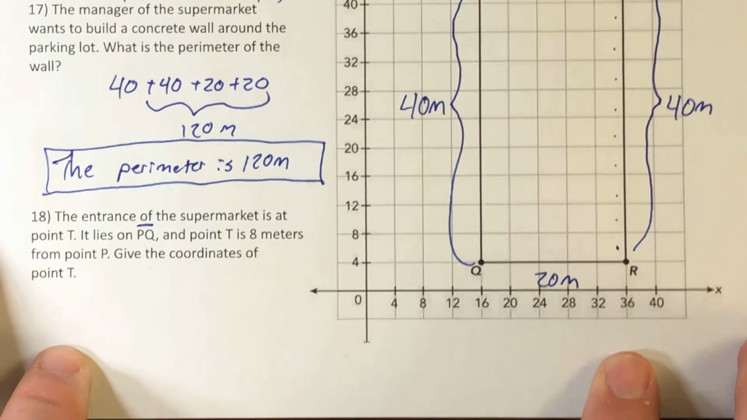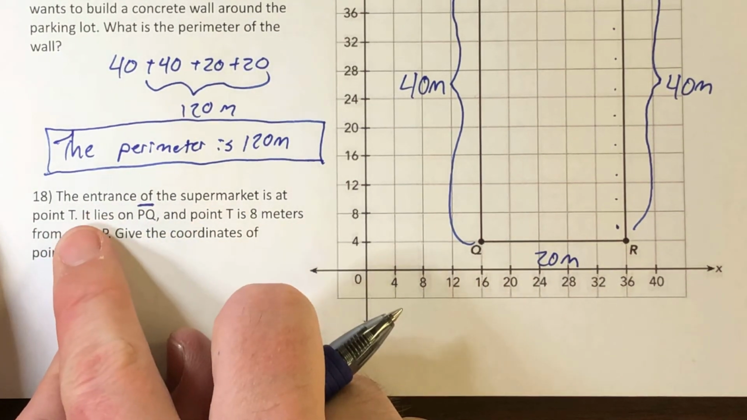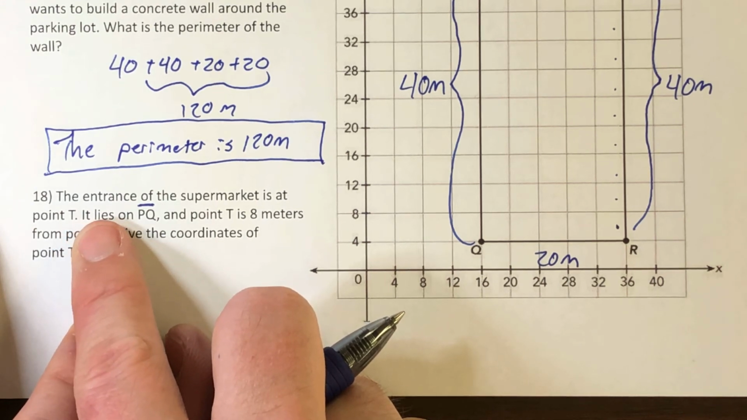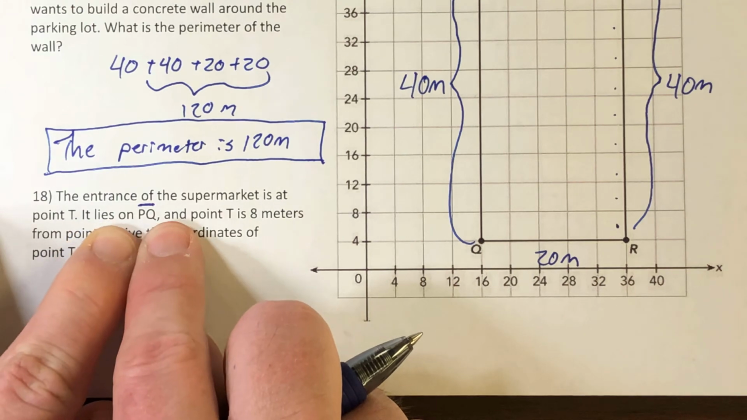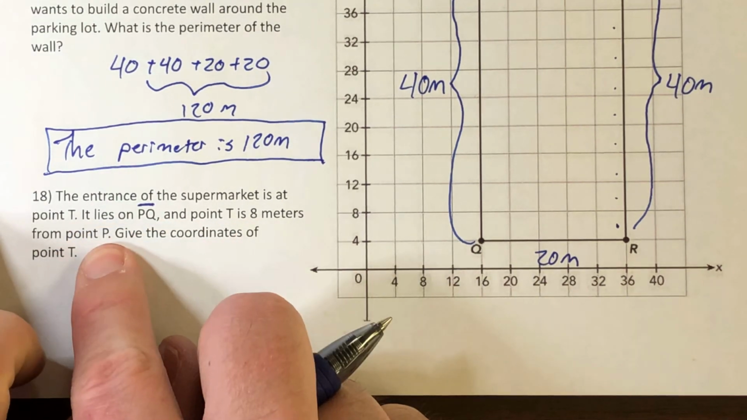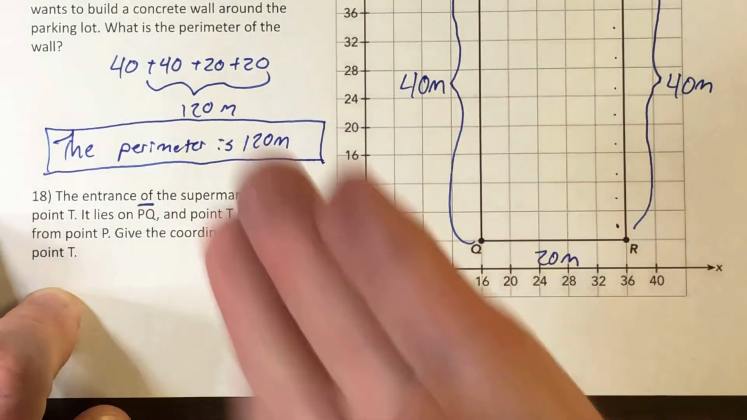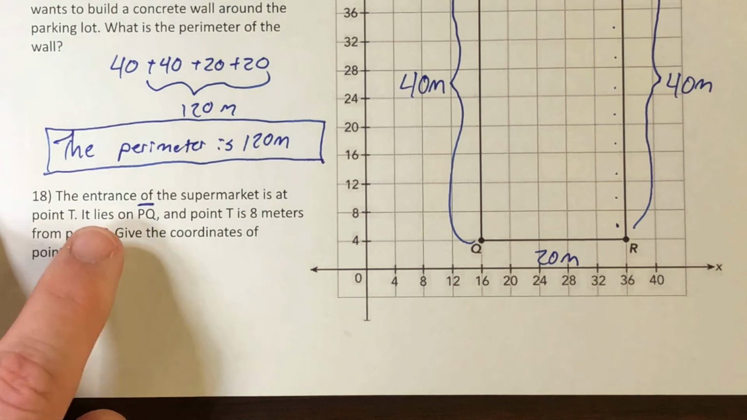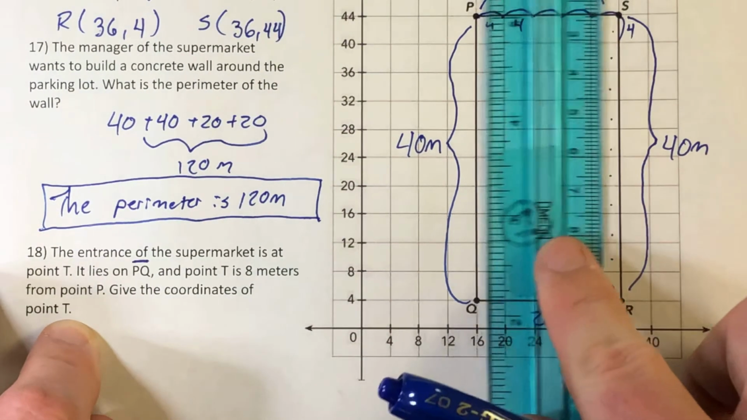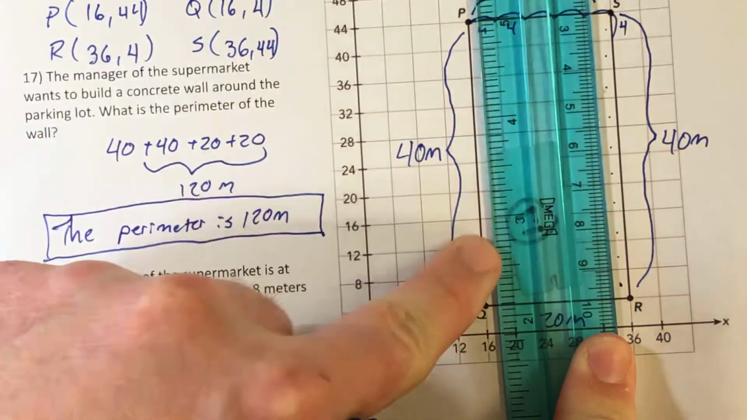All right, last problem. The entrance of the supermarket is at point T. How they are going to get in there, I don't know because, well, he built a wall. It lies on line PQ, and it is 8 meters from point P. So again, another treasure hunt problem, but this time it's the entrance. Okay, so first, it's on line PQ. So it's on that line somewhere. That's where the entrance is.